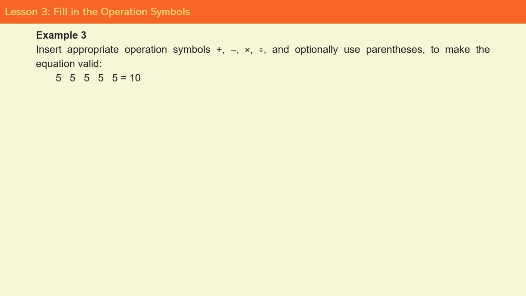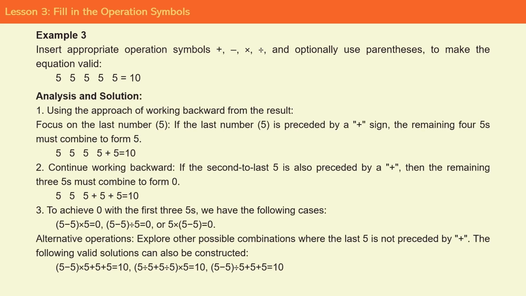Example 3. Insert appropriate operation symbols, plus, minus, times, divided by, and optionally use parentheses, to make the following equation valid. First, using the approach of working backward from the result, focus on the last number 5. If the last number 5 is preceded by a plus sign, the remaining 4 5s must combine to form 5. Second, continue working backward. If the second to last 5 is also preceded by a plus, then the remaining 3 5s must combine to form 0.